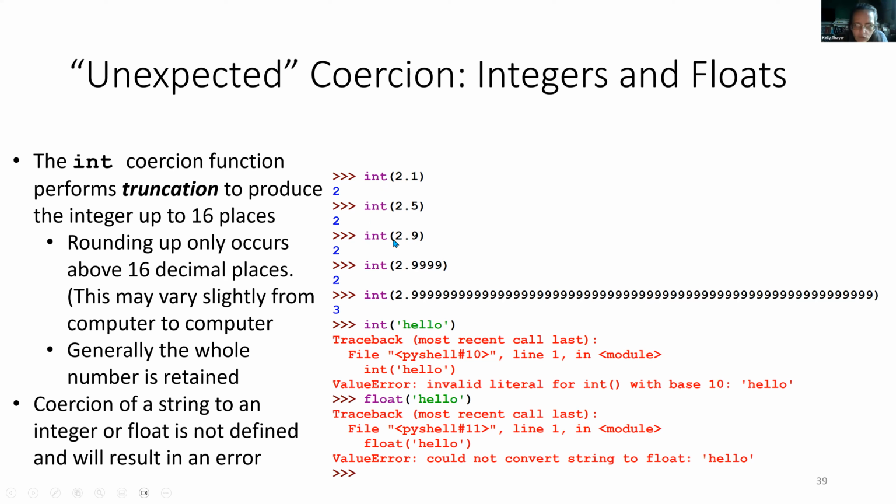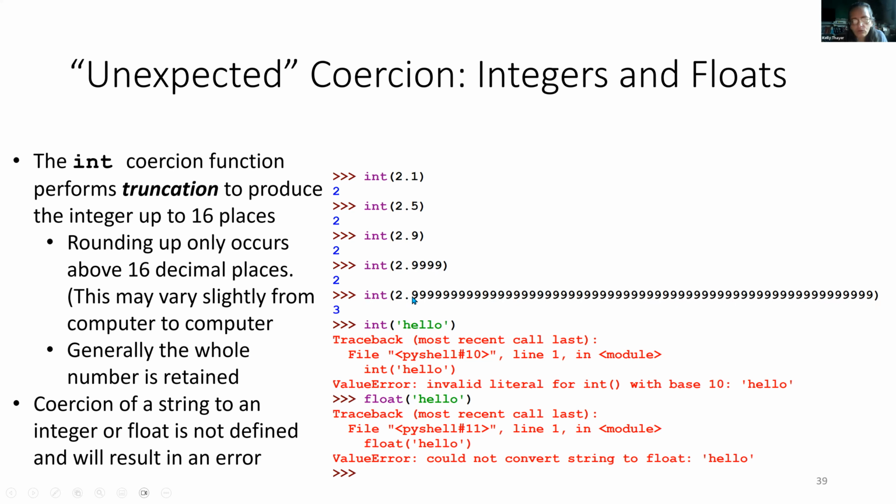Now we're going to try int of 2.9. Okay, so bigger number, that should round up to 3, right? No, it's just going to chop it off. So here I'm going to give it some more 9s and see if it will round up, and it does not. So here I'm testing this out on my system. If I really force the issue with all these 9s, I can eventually get it to flip over to 3.